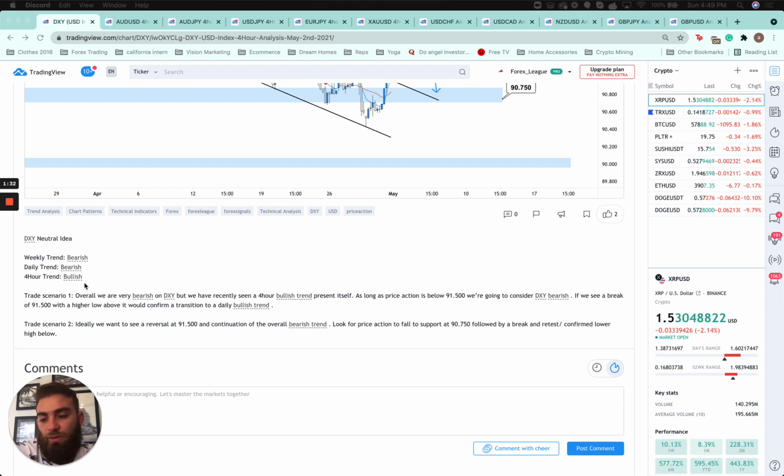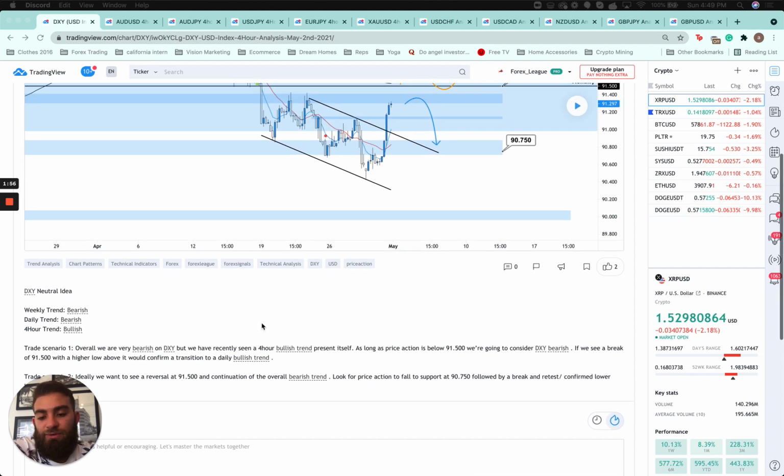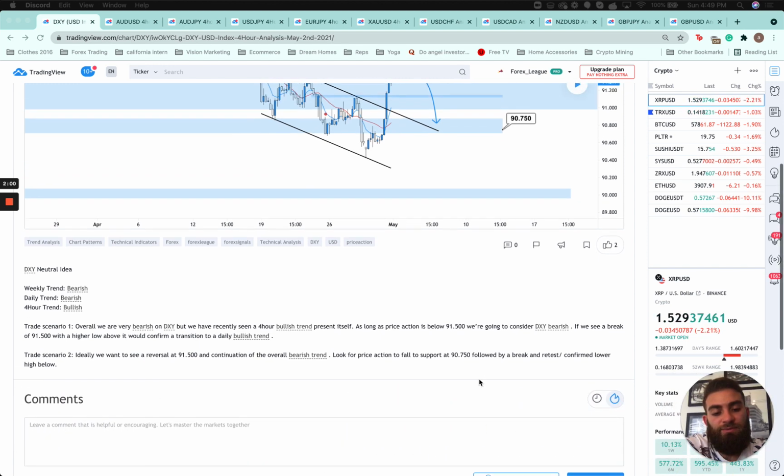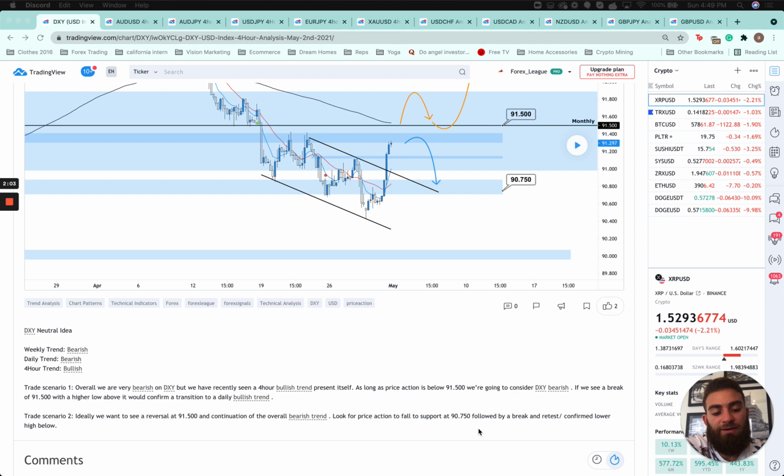Trade scenario 1, overall we are very bearish on DXY, but we have recently seen a 4-hour bullish trend present itself. As long as price action is below the 91.500, we're going to consider DXY bearish. If we see a break of 91.500 with a higher low above it, would confirm a transition to a daily bullish trend. Scenario 2, we want to see a reversal at 91.500 and continuation of the overall bearish trend. Look for price action to fall for support at 90.50, followed by a break and retest.